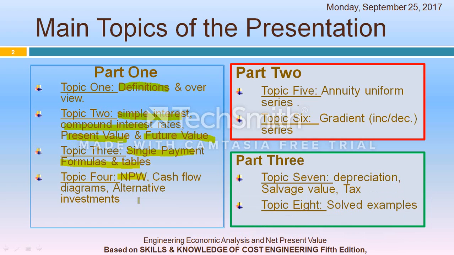In part 2, we're going also to talk about some sort of payment methods, which is the annuity, which we call also uniform series, and the gradient, which is also sort of series, but it's increasing or decreasing payment method. So this is basically what we're going to discuss in part 2. However, there will be a video on part 3 and the topics are still not yet agreed.